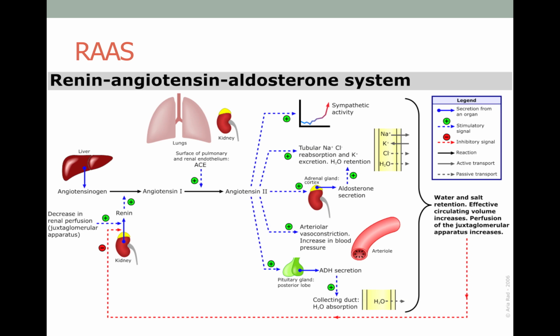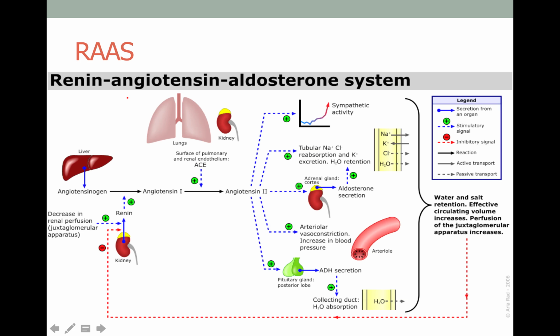Okay, so that's why it's called the RAS system, because it's the renin, angiotensin, and then aldosterone you see is actually going to come into play right after the angiotensin 2 label here. So if you look directly to the right, you see the adrenal cortex is going to secrete aldosterone for sodium retention as well as water.